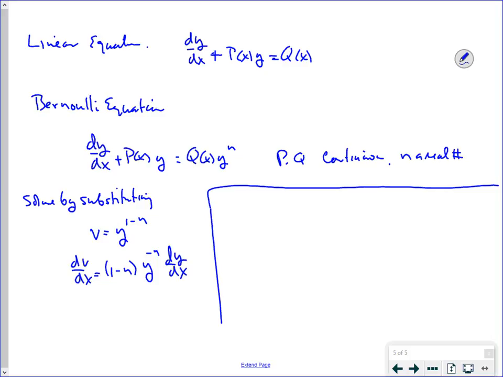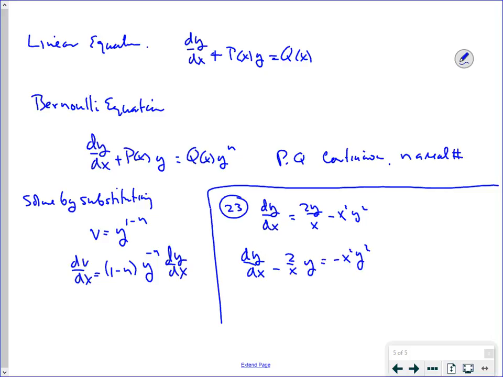I'll have to go back and figure out what mistake I made on the last one. This is number 23. It's dy/dx equals, they don't quite have it in the right form yet, 2y over x minus x squared y squared. So it's not quite in the Bernoulli form. Now it is.